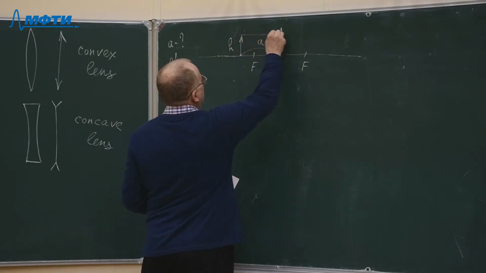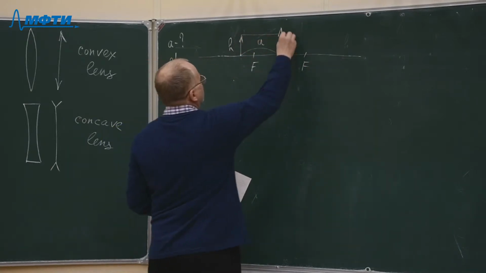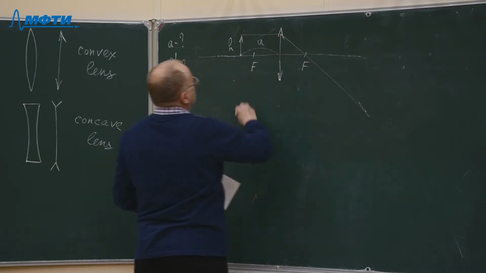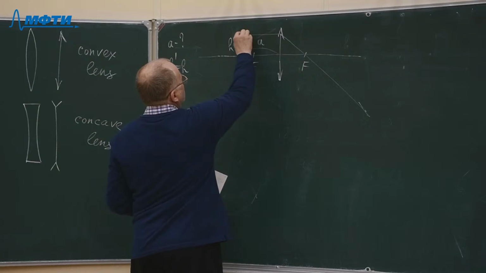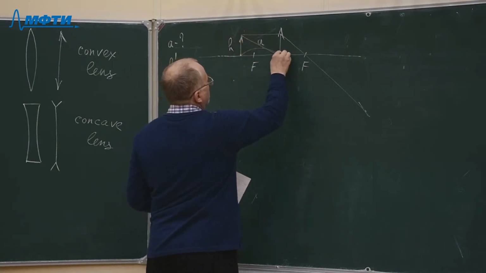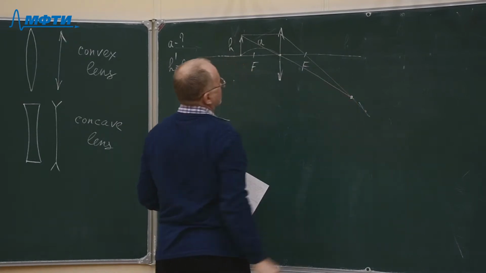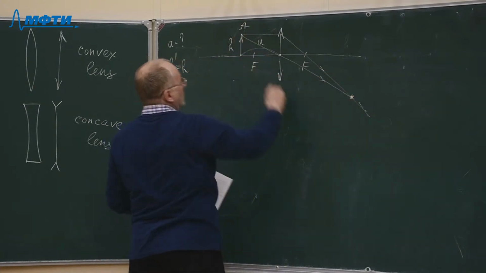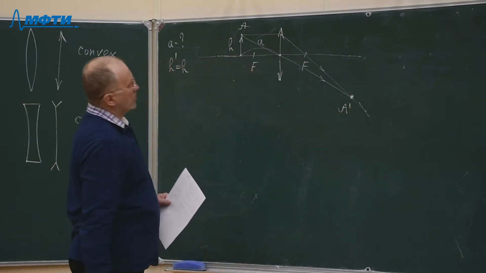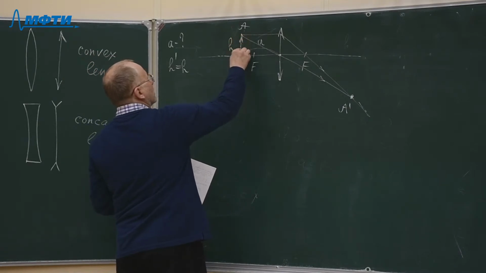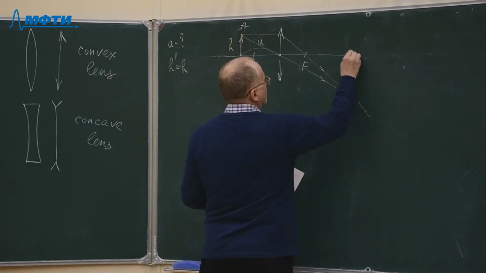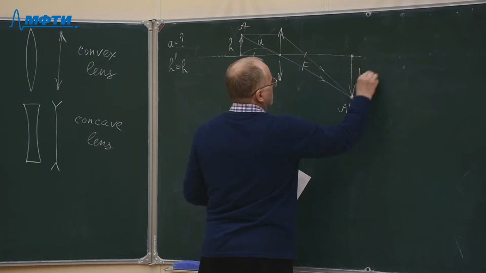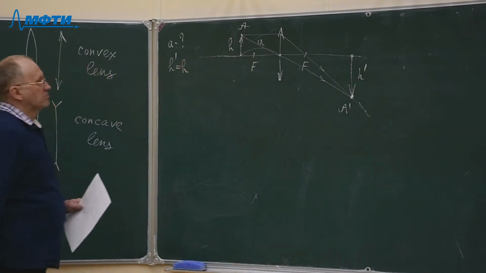If we choose a beam going parallel to the principal axis, then this ray will be deflected to the focal point, and if we choose another beam which goes through the center, it will go undeflected, and at the place where these two beams intersect, there will be an image of point A. That will be the image A prime. If we consider all other points of the object, then we will obtain other images of all the points. So the whole object will have this image, and the height of the image will be h prime.